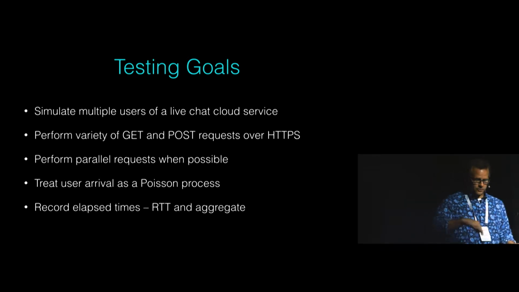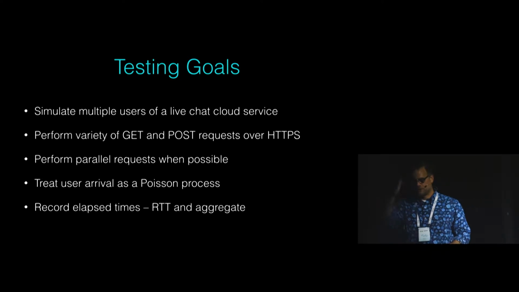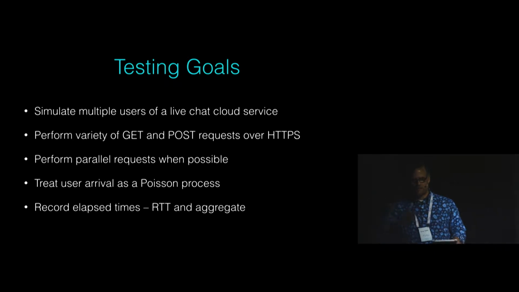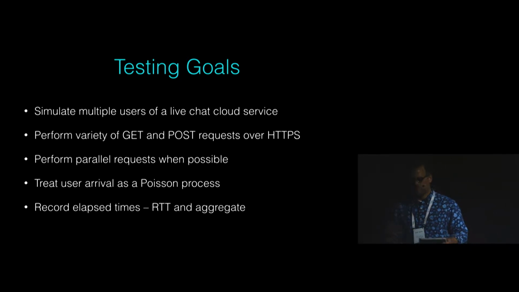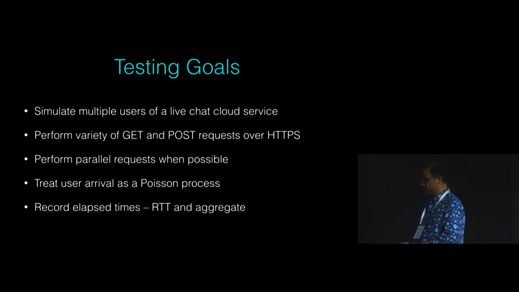I'll talk about this in a little bit, later in the talk. But we don't want to just, in lockstep, send out a request every, say, 0.5 seconds. We actually want to see how the system will perform as users come on and start logging in. So this is what's called a stochastic random process, a Poisson process. And of course, we want to record the times that it takes to actually do these activities.